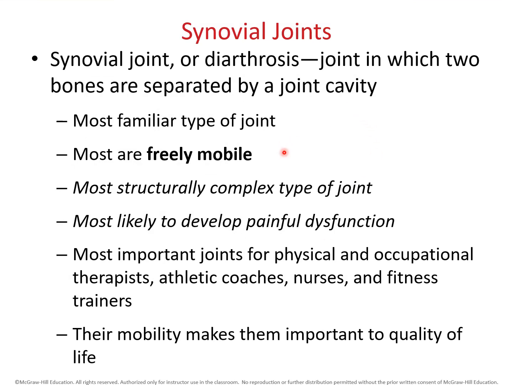So again, just some more characteristics about synovial joints. They are diarthrotic. There is a joint cavity there. Freely movable. These are the most structurally complex. Like I mentioned, we're going to have a lot more structure in our synovial joints. These are the most likely to develop painful dysfunction at some point in life because we do use these a great deal.